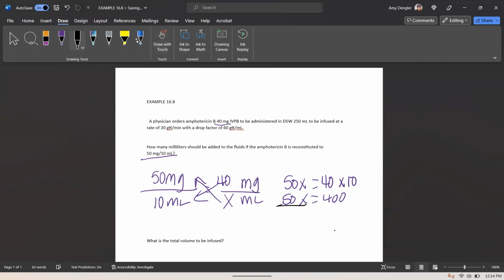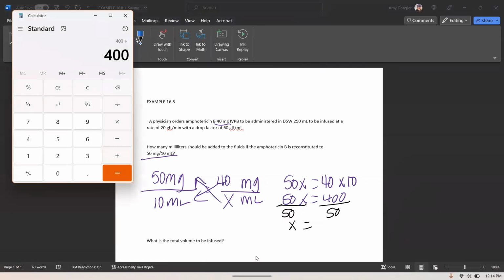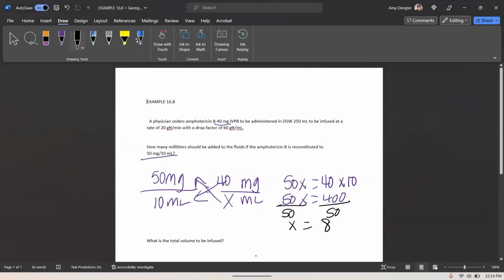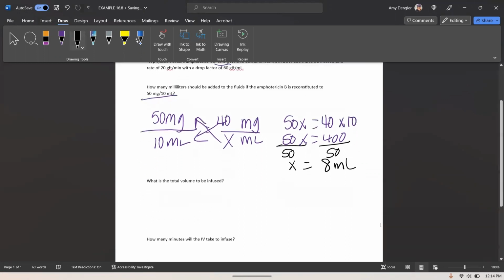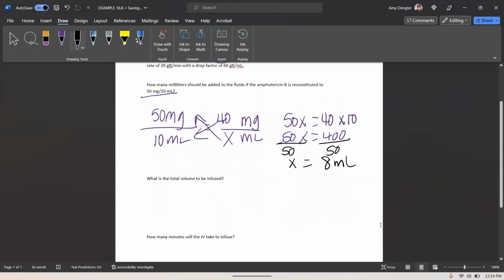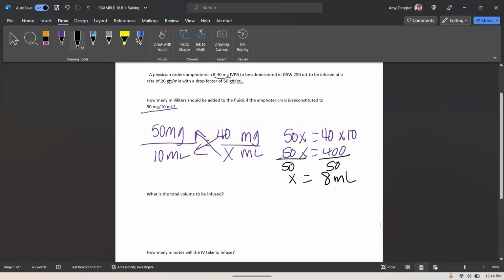And we want to get x alone, so we need to divide both of them by 50. Which is going to be 8 milliliters. What is the total volume to be infused? The 250 ml that the IV bag already is, and then the 8 ml we added, which is 258 ml.